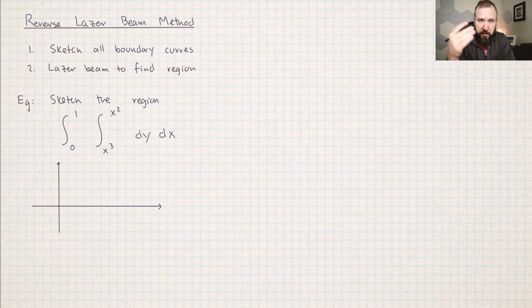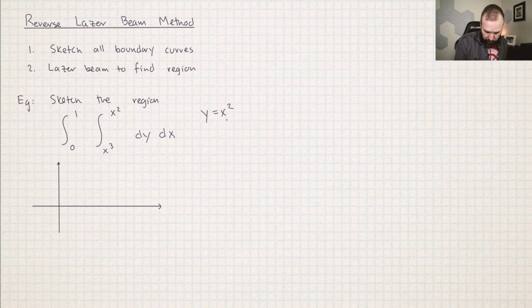So let's practice the reverse laser beam method. I've set up a double integral here, and we're asked to go backwards and recover what the region was. The first thing that I do is graph all the boundary curves. The curves are y equals x squared and y equals x cubed. Let me try to graph those.